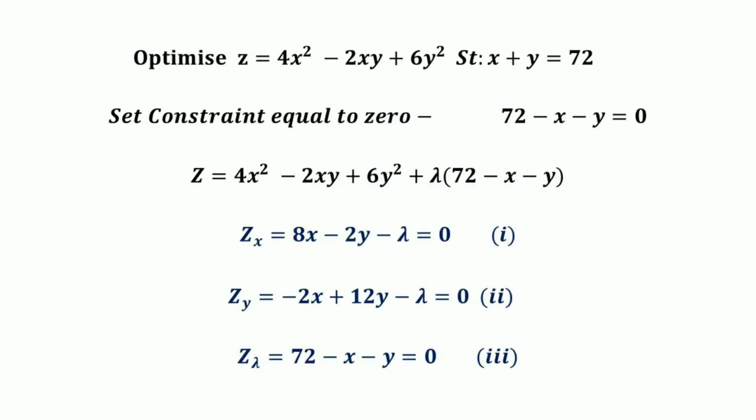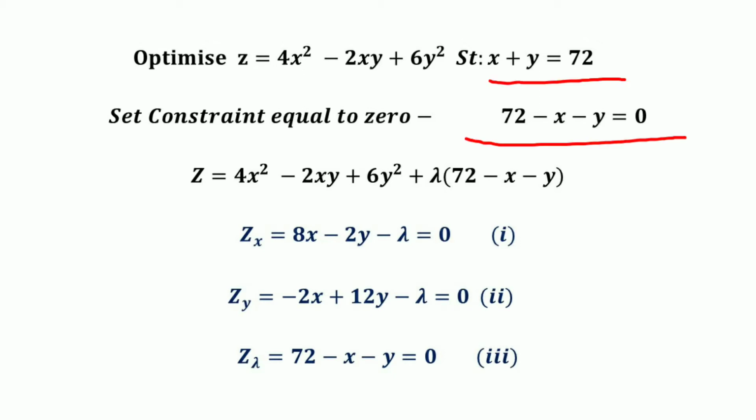Now here we have a numerical example of a function z which we want to optimize. The function z is equal to 4x squared minus 2xy plus 6y squared, subject to the constraint x plus y is equal to 72. Now the first step is to set the constraint equal to 0 by subtracting the variables from the constant.